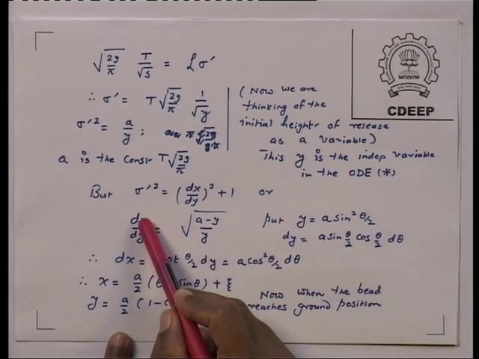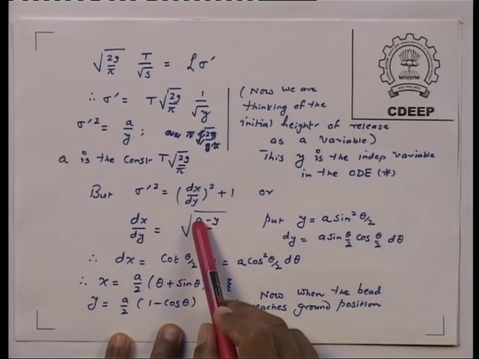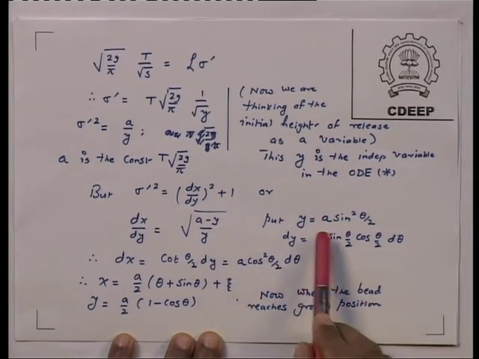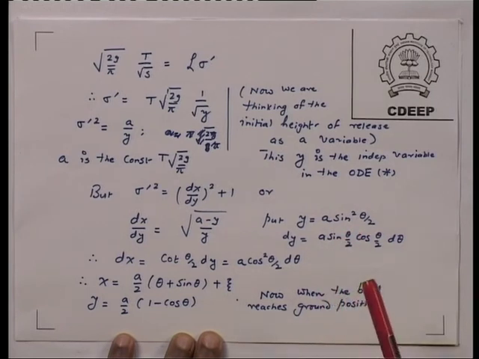So, you get dx by dy is square root of a minus y by y. You get a first order separable ODE, variable separable ODE. It is convenient to put it in parametric form, y equal to a sin squared theta by 2. Put y equal to a sin squared theta by 2, this right hand side simply becomes cot theta by 2 dy.